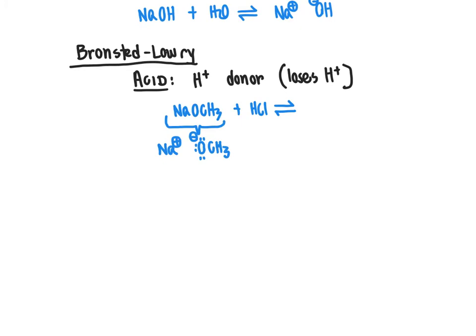So when we mix these two substances together, if we write out our Lewis structure here for HCl, the electrons from the oxygen atom are going to enable it to act as a base to come over and grab a proton from the HCl. That's going to force the bond between H and Cl to break.